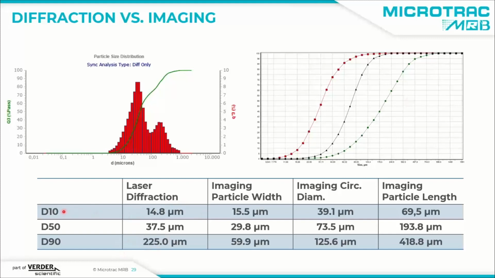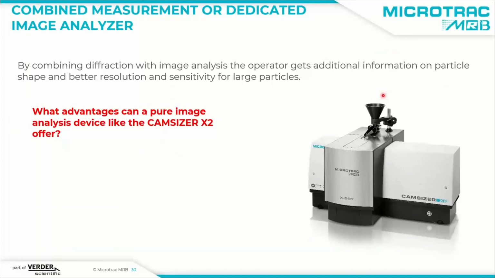Here on the table, you have the percentiles, D10, 50, 90. You see here the laser diffraction spans over a very wide range, and the image result is more narrow because here we can really discriminate between width and length. So this is how image analysis can make our laser diffraction analyzer better, and we get a better understanding of the sample. So by combining diffraction with image analysis, the operator gets additional information.